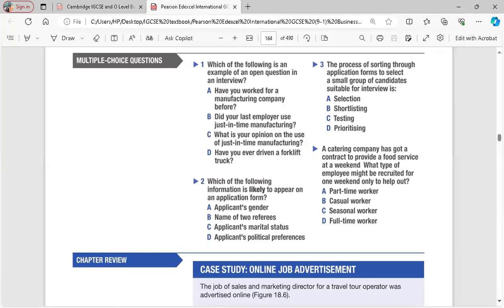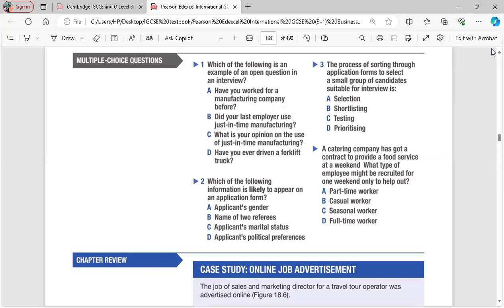Question 3. The process of sorting through application forms to select a small group of candidates suitable for interview is what? Shortlisting. We said it. When I told you, you can have 1,000 people or 100 people, then you select 20, that means you are shortlisting 20. Shortlisting.